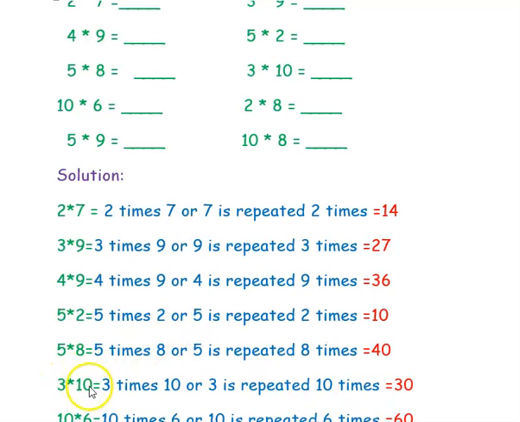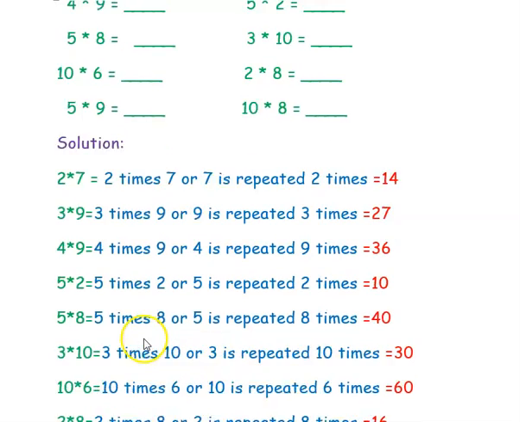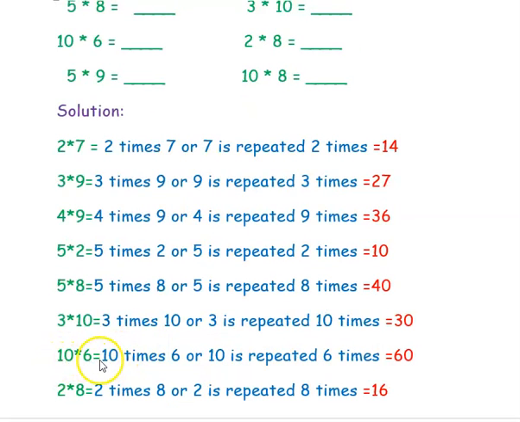Next one is 3 into 10. 3 times 10, or 3 repeated 10 times. 3 plus 3 plus 3, like that it's repeated 10 times. So your answer will be 30. Next is 10 into 6. 10 times 6, or 10 repeated 6 times. 10 plus 10 plus 10 plus 10 plus 10 plus 10. If you add, you will get 60. That is 10 into 6 is 60.